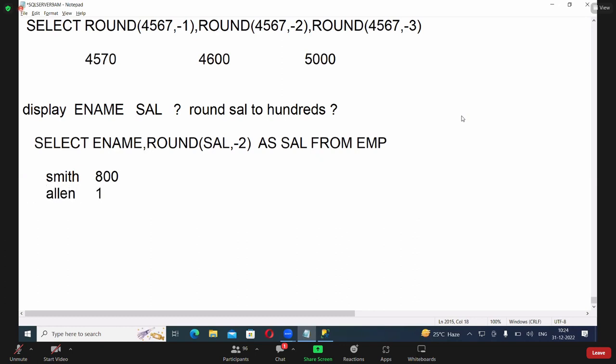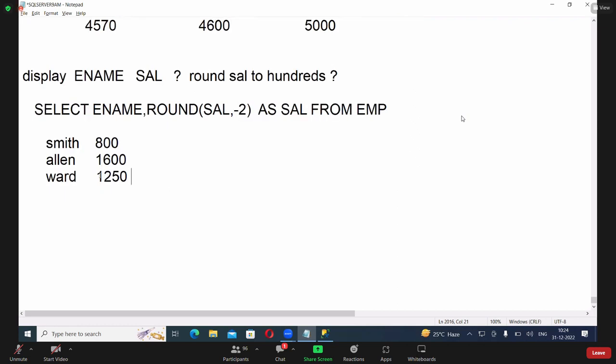Next one, Allen, 1600. It will show 1600. Next employee, salary is 1250. So 1250 is between what range? Hundreds, 1200 to 1300. But this is equal to average. If it is equal to average, it is rounded to the highest. What is the highest? 1300.